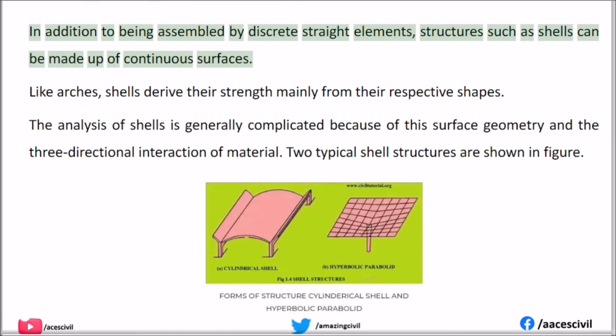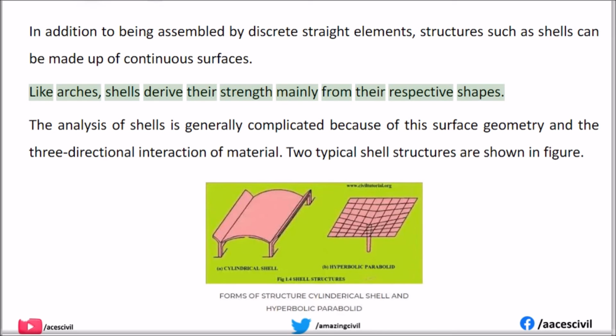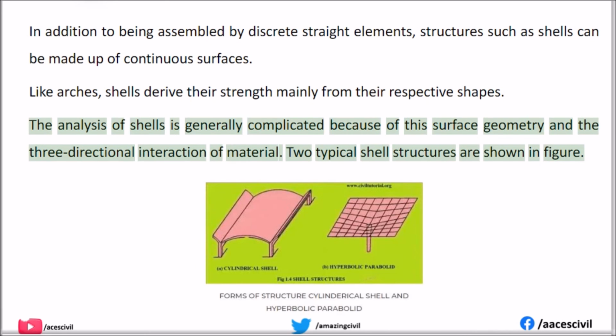In addition to being assembled by discrete straight elements, structures such as shells can be made up of continuous surfaces. Like arches, shells derive their strength mainly from their respective shapes. The analysis of shells is generally complicated because of this surface geometry and the three-directional interaction of material. Two typical shell structures are shown in figure.